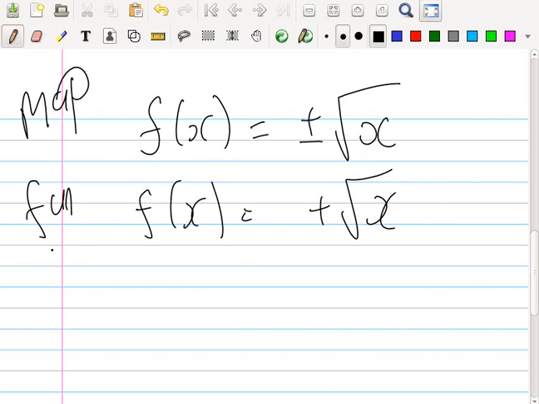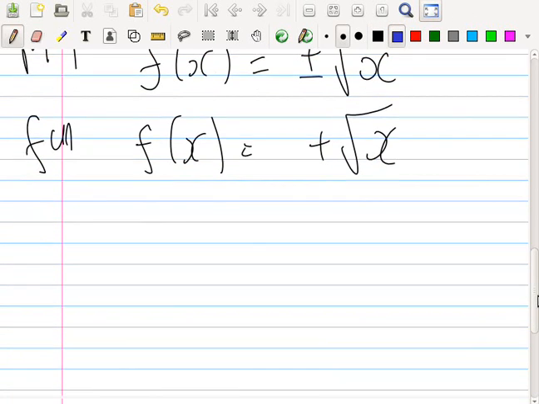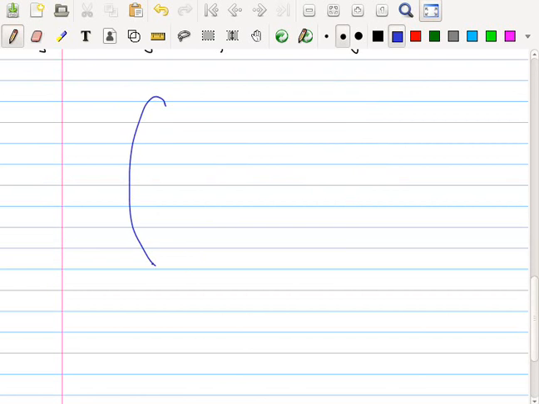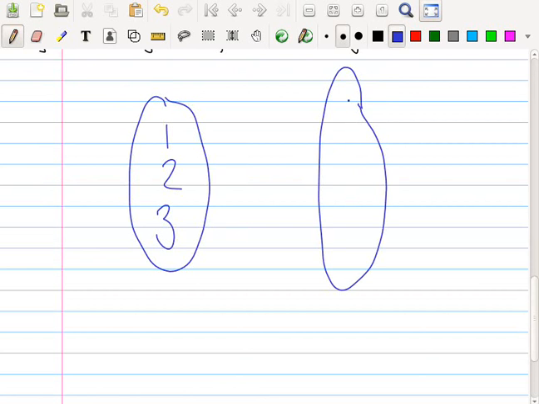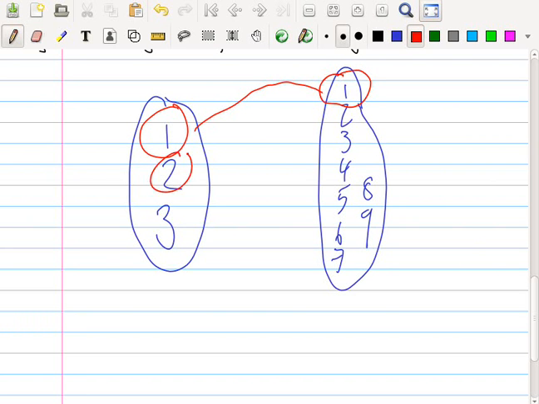Okay, one more piece of vocabulary and then some examples. So I'll go back and draw a diagram here of a function. So 1, 2, 3. 1, 2, 3, 4, 5, 6, 7, 8, 9. Okay, so 1 goes to 1, 2 goes to 4, and 3 goes to 9.